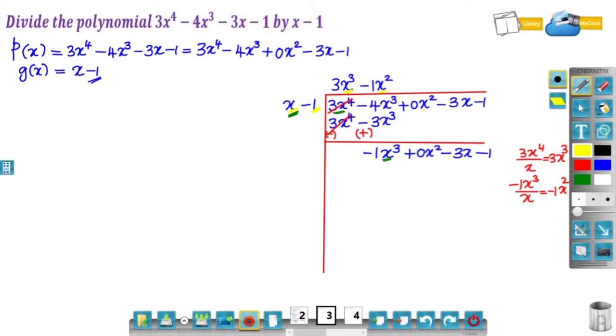So now by minus 1x square you have to multiply each term of the divisor. Minus 1x square into x, minus 1x square into minus 1. Minus 1x square into x is minus 1x cube. Next, minus 1x square into minus 1. Minus into minus is plus. 1x square into 1 is 1x square.